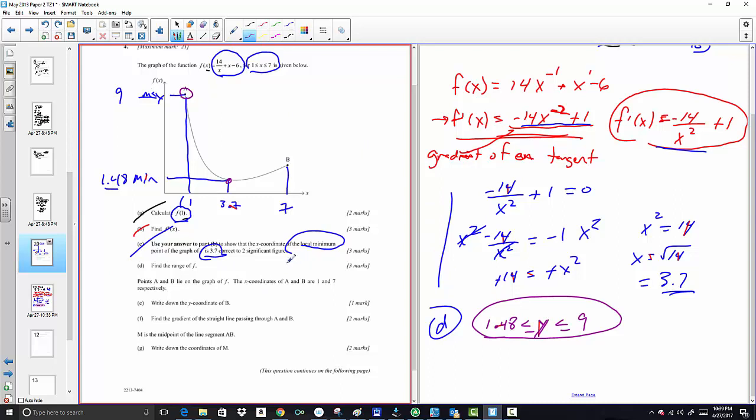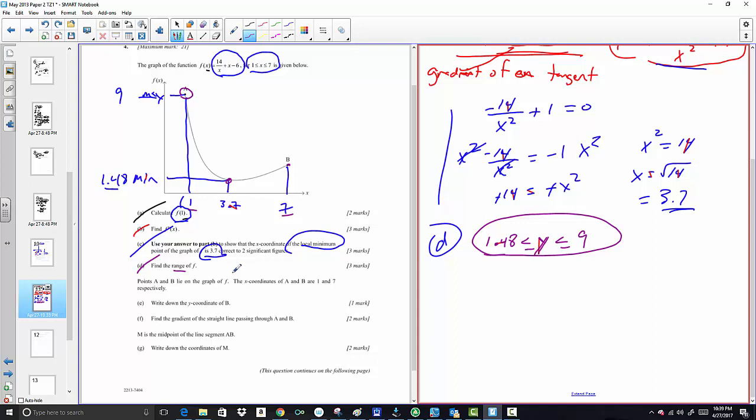Nothing else really is acceptable, and it's an easy question to get wrong if you don't understand how to calculate a range, or that B is in fact not a minimum point. So be very careful. It's not asking you for a domain. A lot of people will put 1 to 7, but that's foolish because that's a domain, not a range. So be very careful.